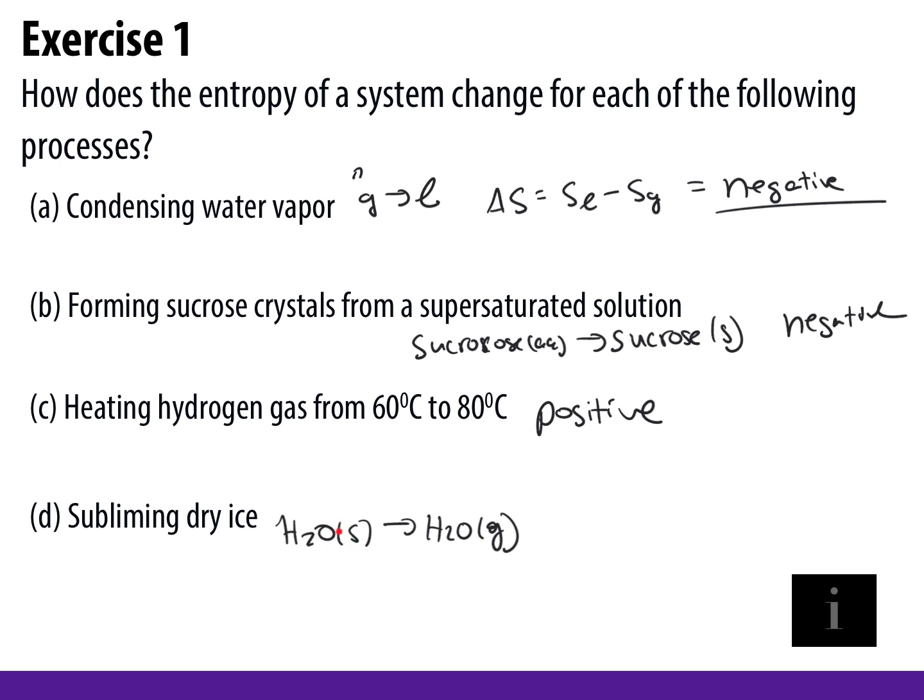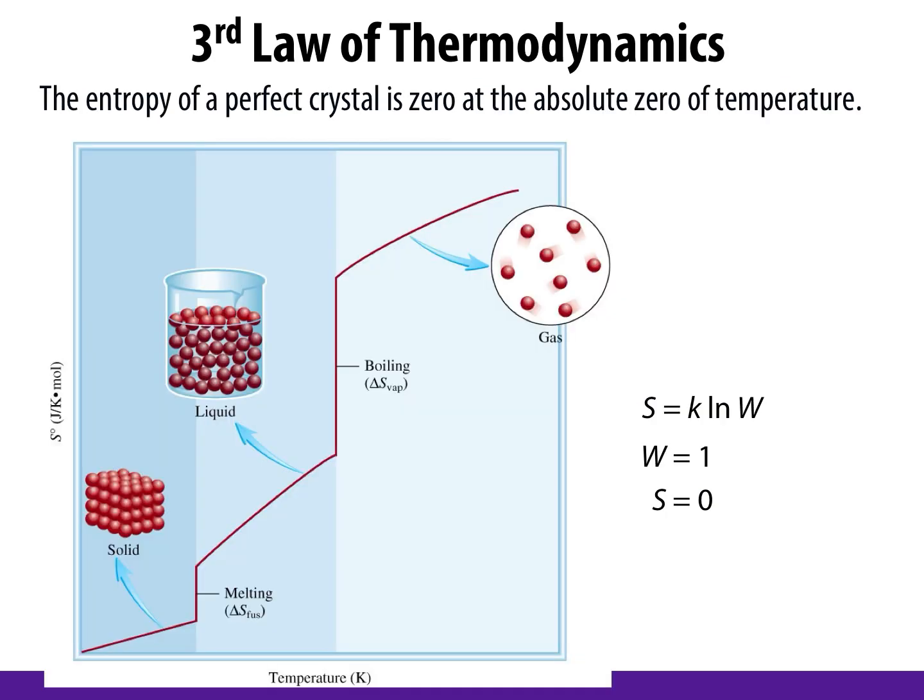The solid is less disordered, the gas is more disordered, and so we're increasing disorder, increasing entropy, and that's going to be a positive change. The more disorder, the more arrangements, the more entropy we have. With that, we come to the third law of thermodynamics.